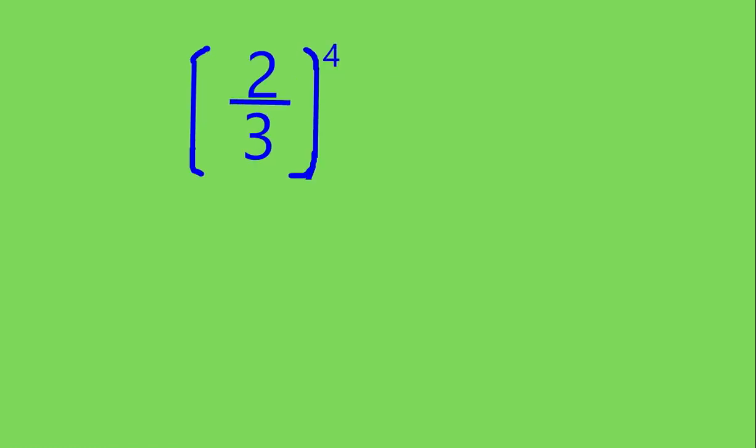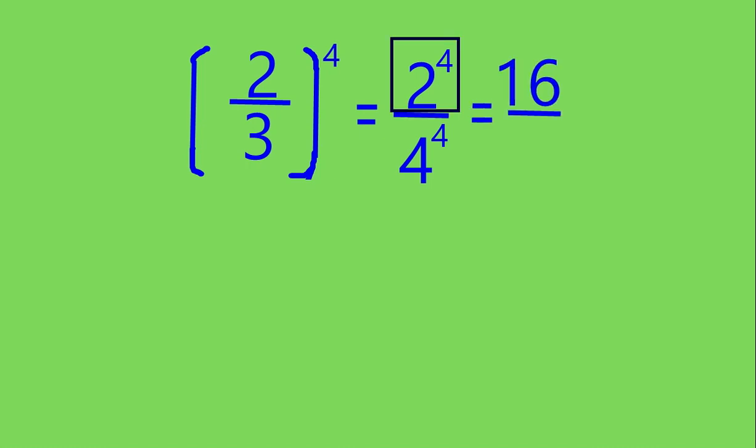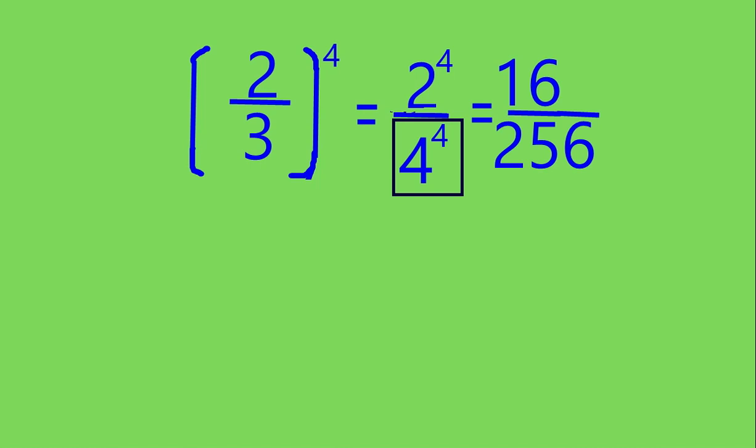This next example requires us to use the power rule for quotients, which we covered earlier. Both the numerator and the denominator in the bracket are being raised to the power of 4 outside the bracket. 2 raised to the power of 4 equals 16. And 4 raised to the power of 4 equals 256. So we have 16 over 256.